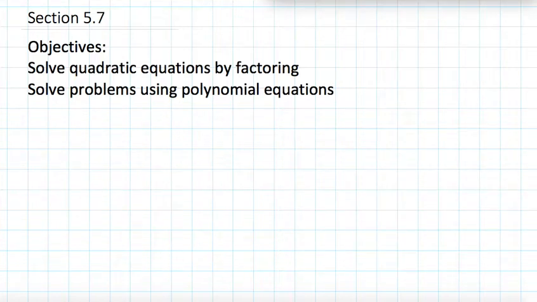This video is for section 5.7. Our objectives in this video are to solve quadratic equations by factoring and solve problems using polynomial equations.